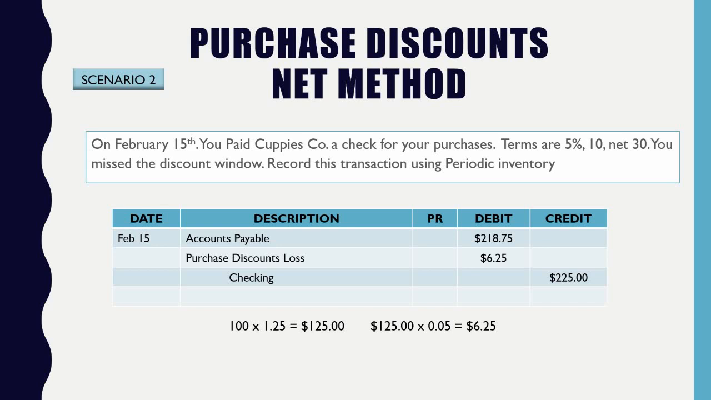But because you missed the terms, you missed the discount due date, right? And you're subject to having to pay in full. You actually have to revert that discount that you took originally and put it back into the purchase expense. How? By creating a contra account.